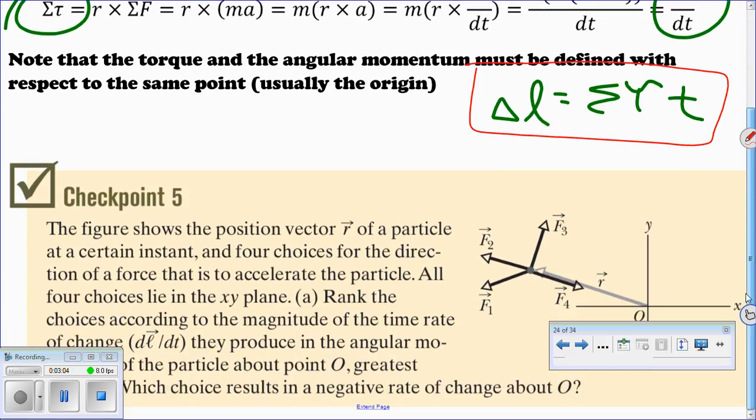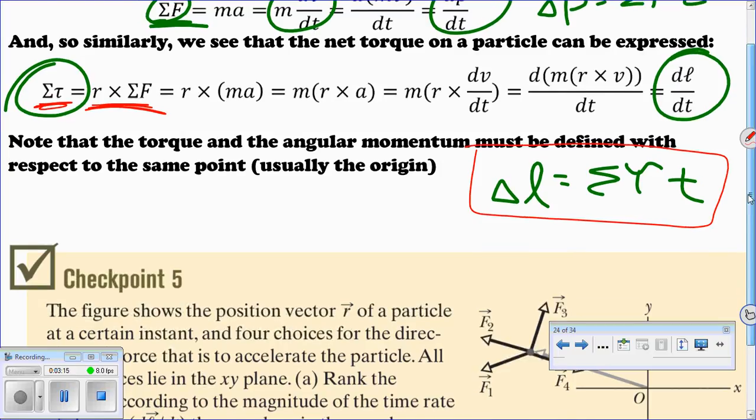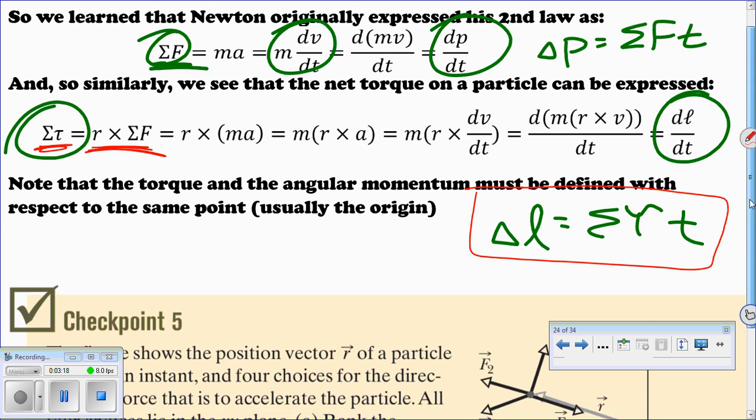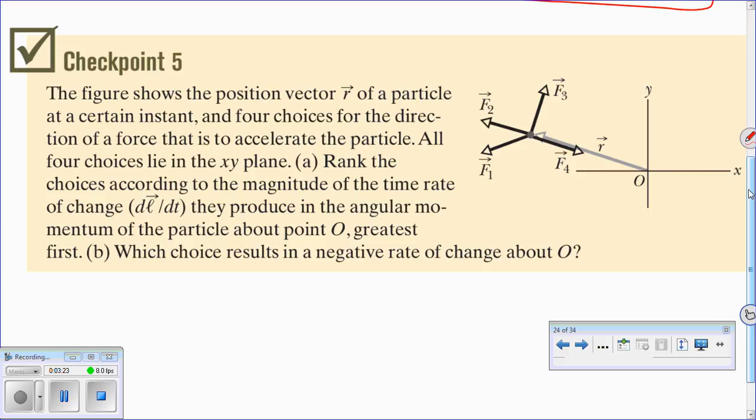This little checkpoint here is basically just review. One of the things we learned before was that net torque is your radius cross product with your net force, right? So take a look at the drawing. All of this is taking place in the XY plane. When I first looked at this, I thought F1 was coming out of the board, and it's not. So here's our origin, here's our point, and then we've got these four forces on it, and it asks you which one's going to have the biggest torque, and which one's going to have a negative rate of change.